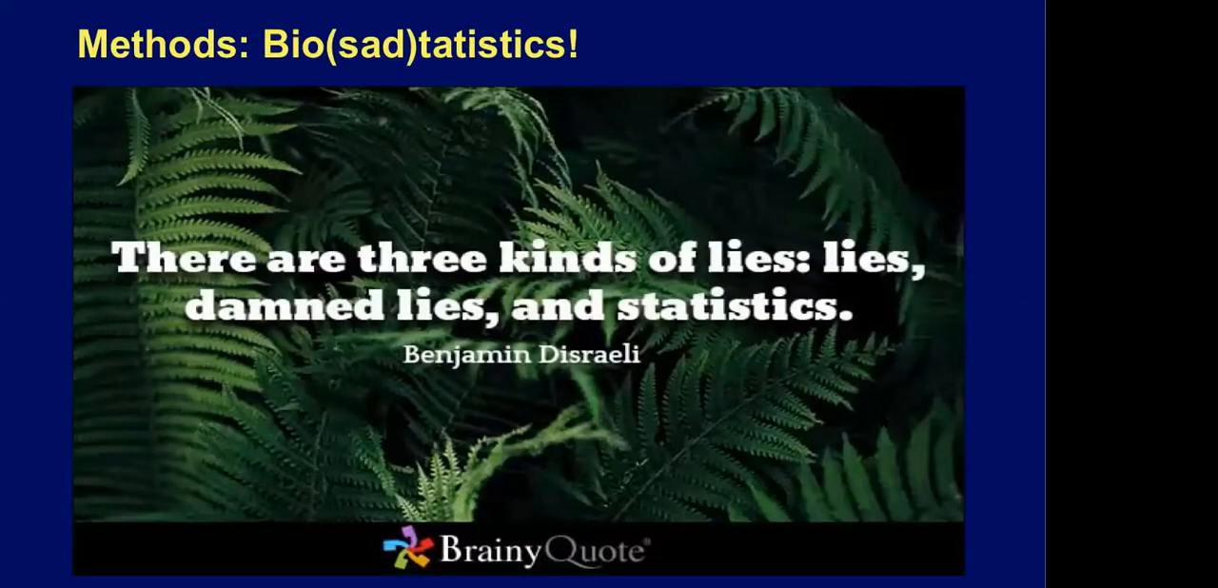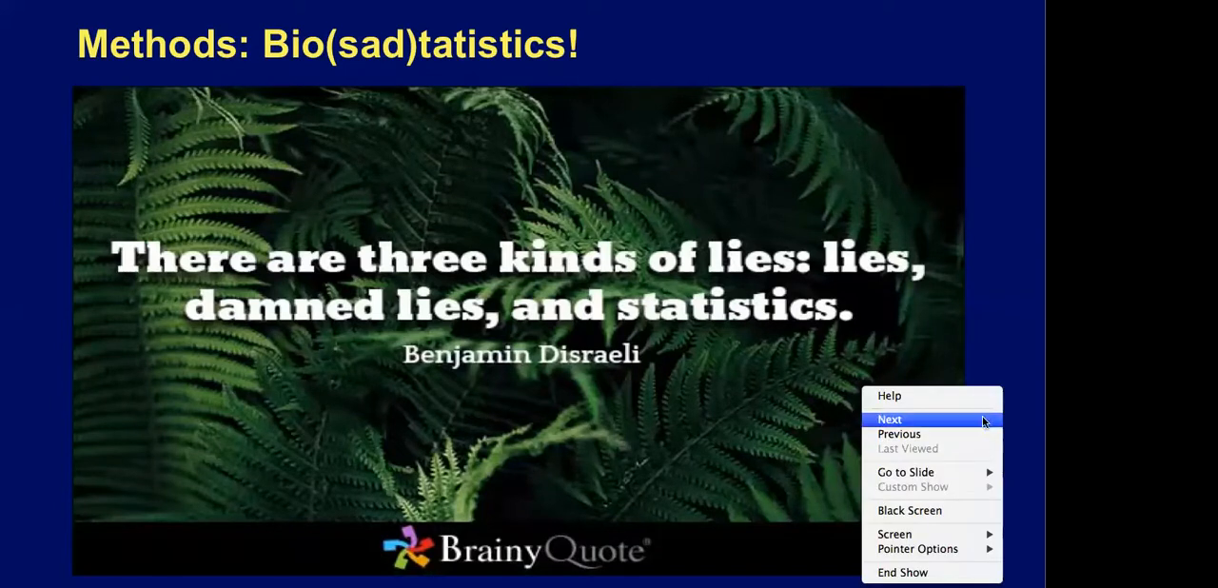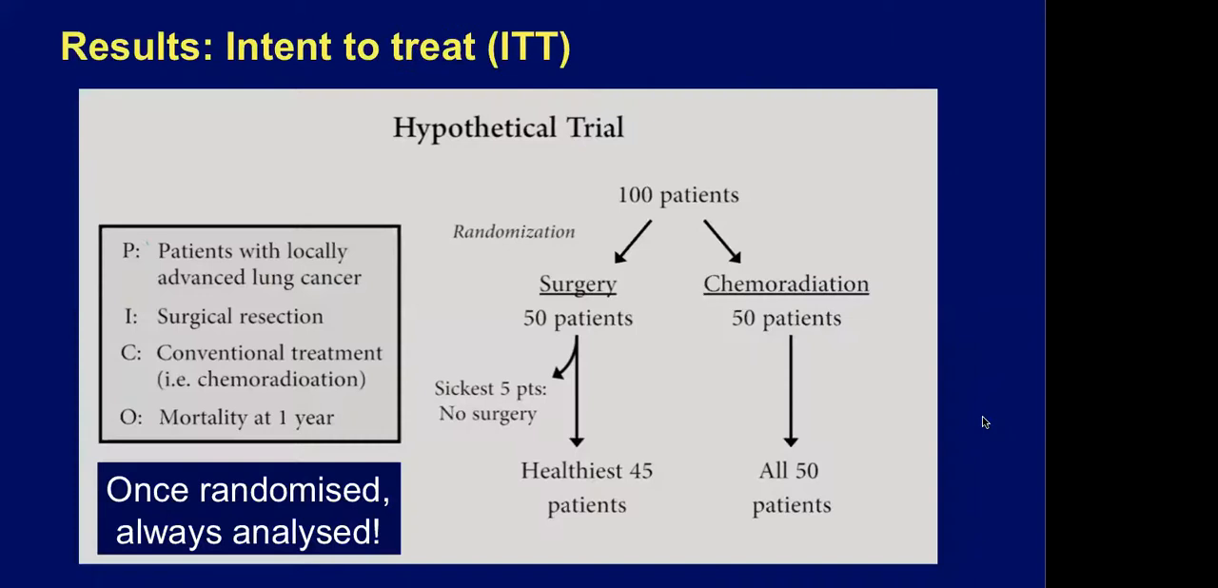Now, when it comes to methods, usually it's full of statistics. And that's why I usually call them biostatistics rather than biostatistics, because depending on how you look at it, you can call them a lie. As they said, there are three kinds of lies. There's lies, there's damned lies, and then there is statistics, right? So if you don't understand statistics, you can easily get carried away by what the publication actually is.